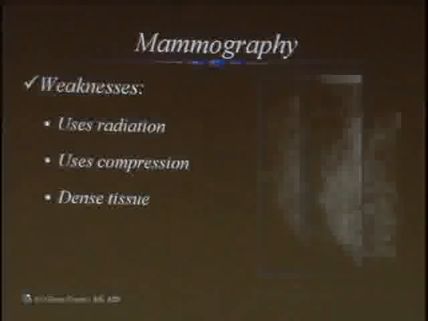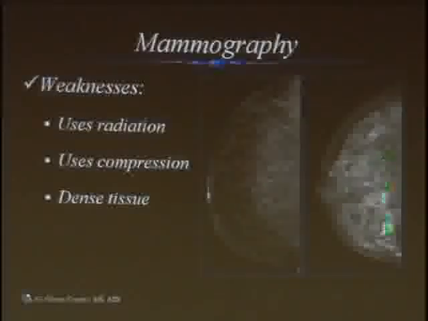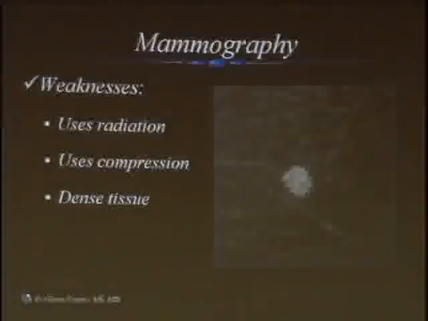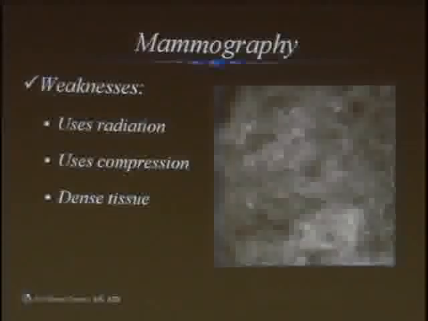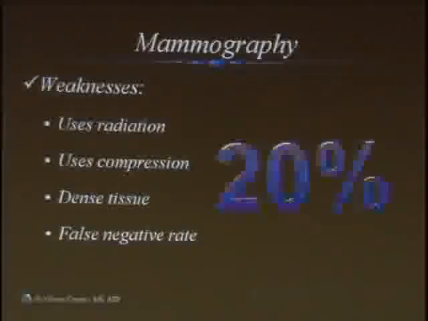Why is that important? Why is the spectrum from fatty replaced to extremely dense important? Look at this. This is a cancer. This is a classic example of a cancer. This is a cancer in a fatty replaced breast. You all can see it, right? Heterogeneously dense. Extremely dense. Do you blame me for missing that? Okay, now, you'll note that we have a false negative rate.